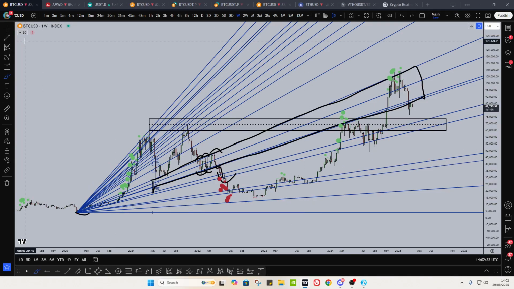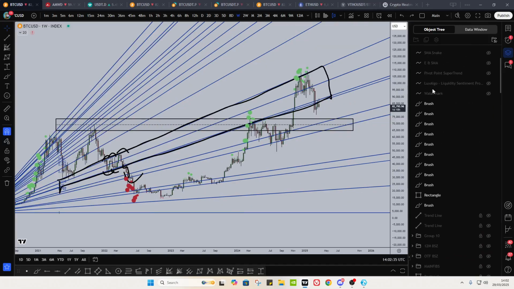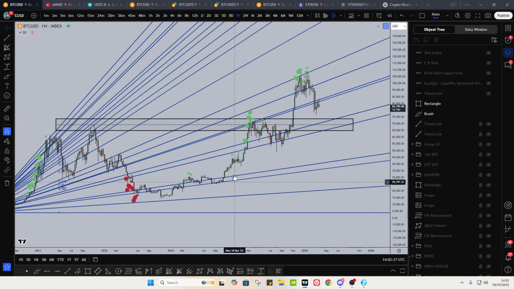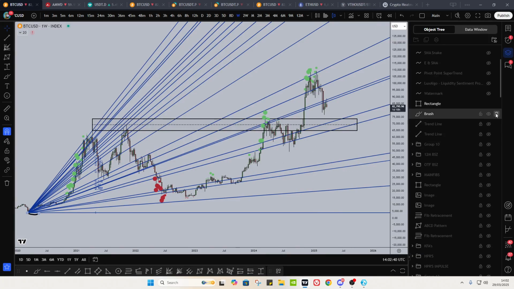So let me turn these off once. Now that you get the picture, let me turn that off. That was still resistance, right? Which is why we see that rejection. And again, for extra confluence, we see aggressive buying coming in, right? There's market longs being opened, market buys in terms of spot, right?